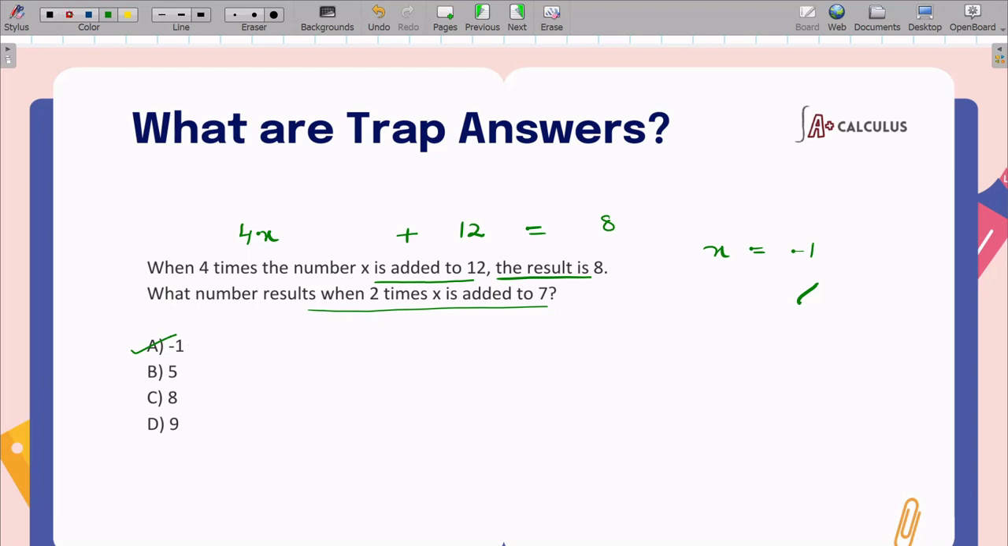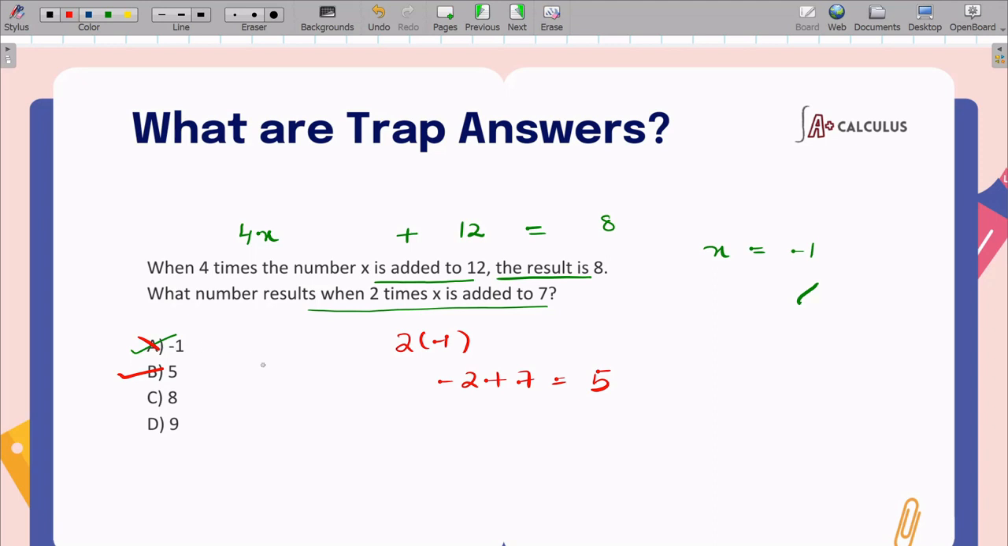The next part asks what number results when 2 times x, that is negative 1, is added to 7. 2 times negative 1 is negative 2 plus 7 gives us positive 5. So option A is not correct, option B is correct. Again, the trap answer is option A. These are all questions from previous SAT math exams. So you have to be wary of option A. Always be wary of option A.